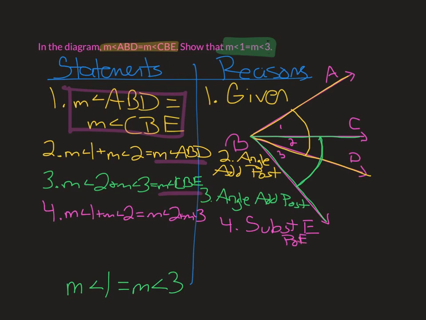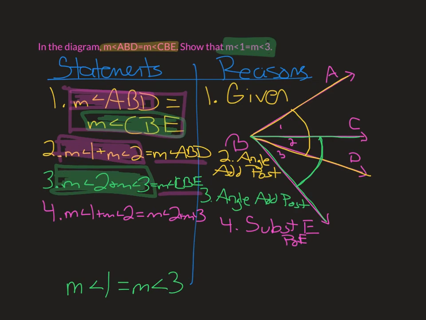Let me refresh here. Instead of the measure of ABD here, I substituted in this information because that's the same as ABD. And instead of CBE here, I substituted in this information because that was equal to the measure of CBE. There's a bunch of substitution.